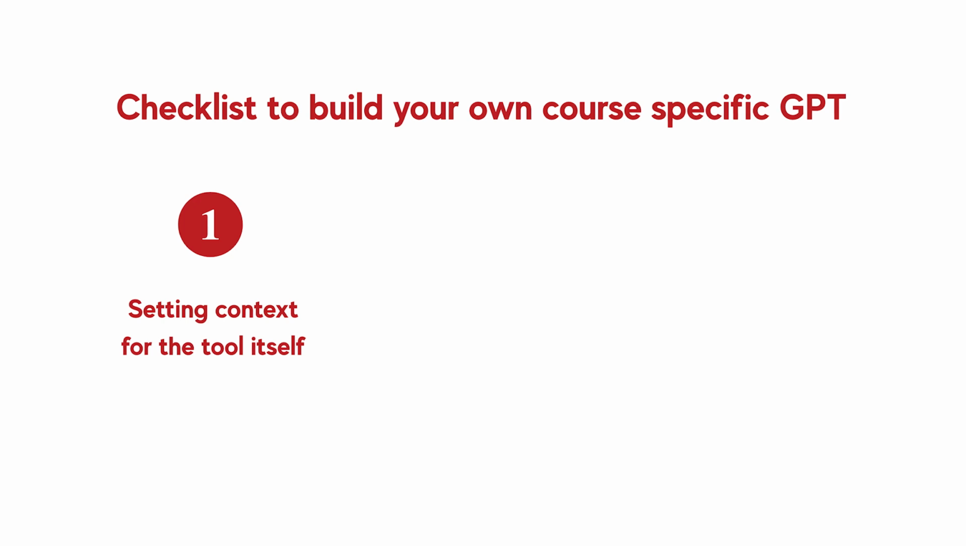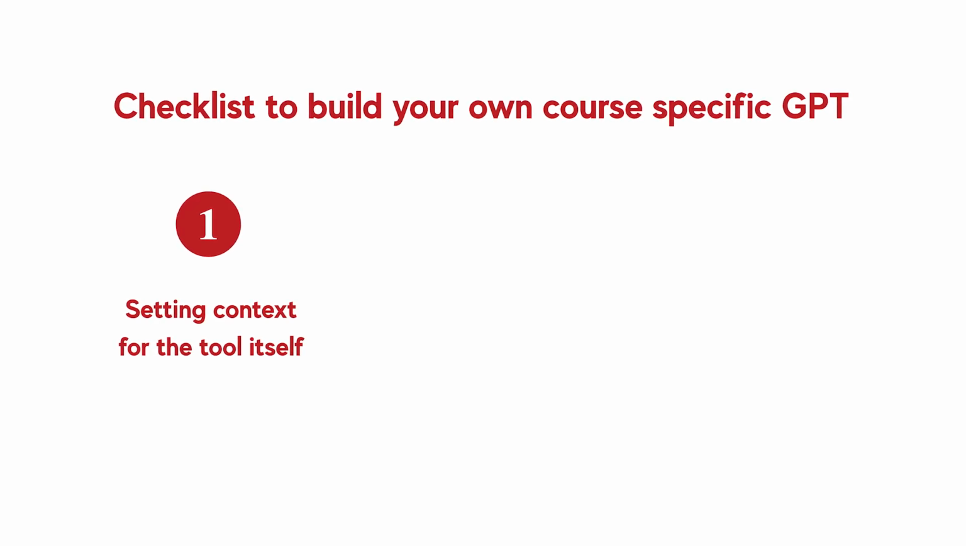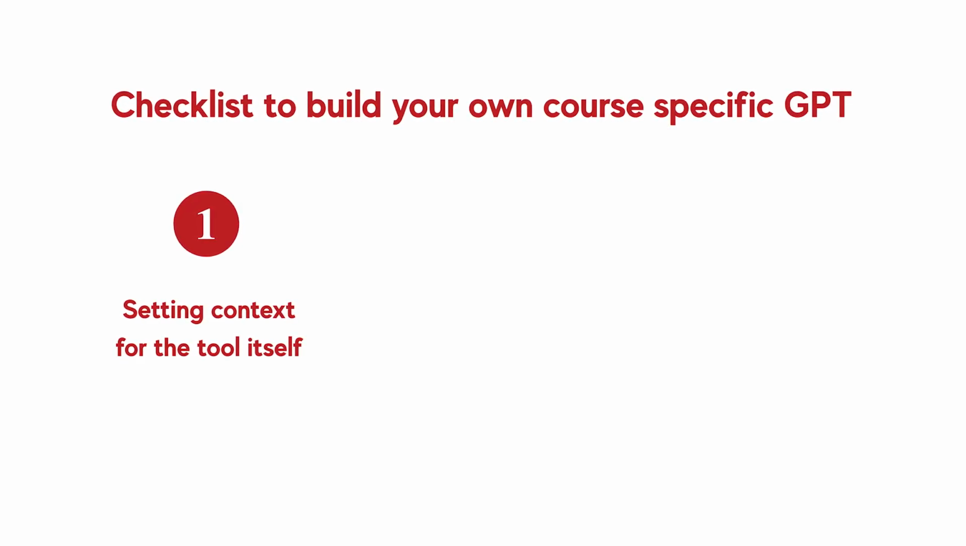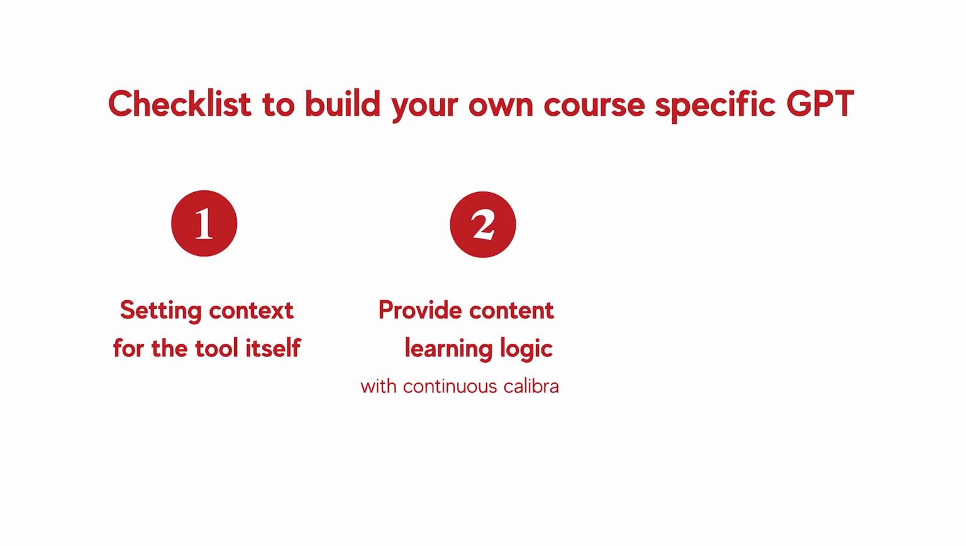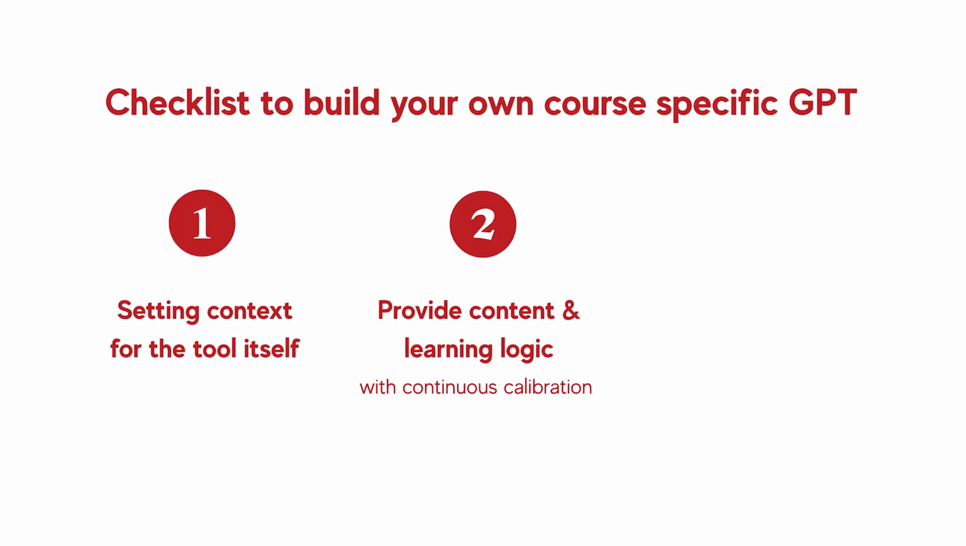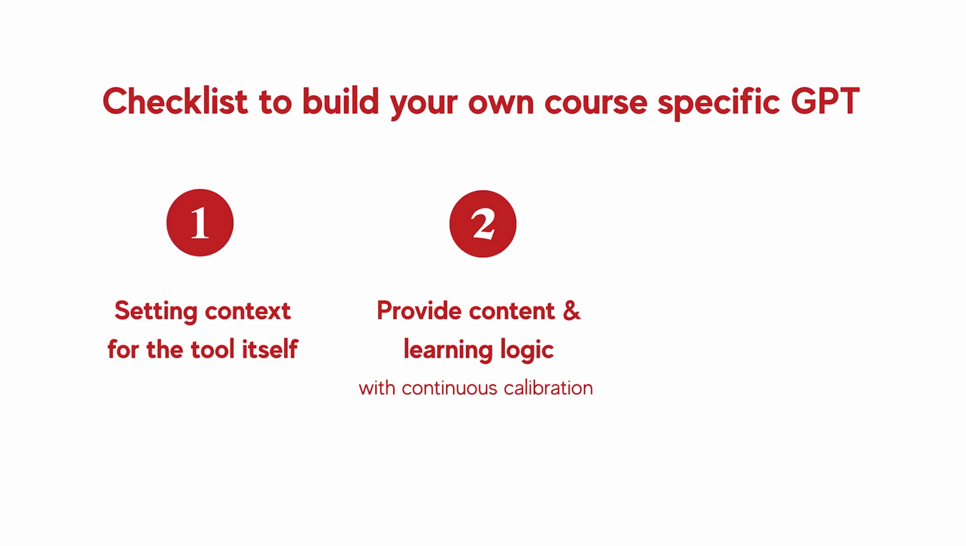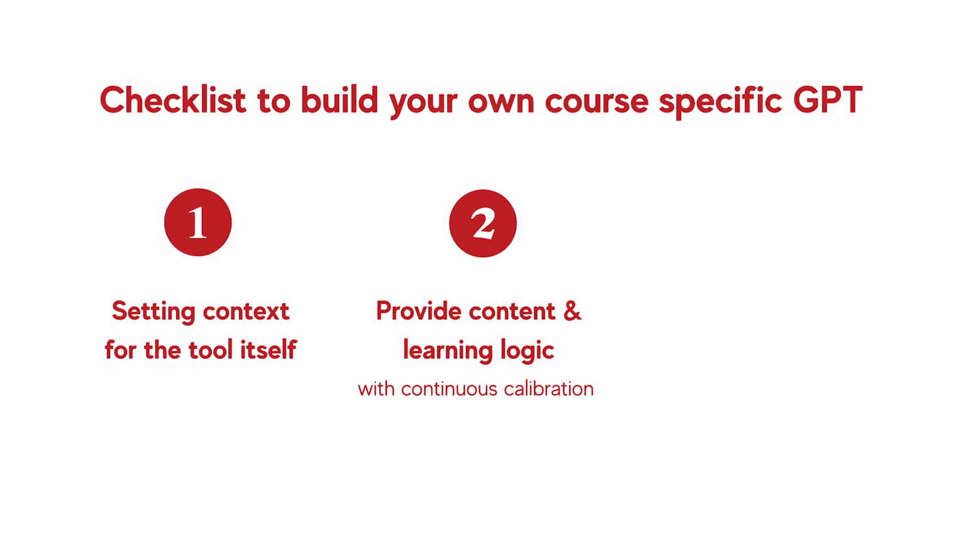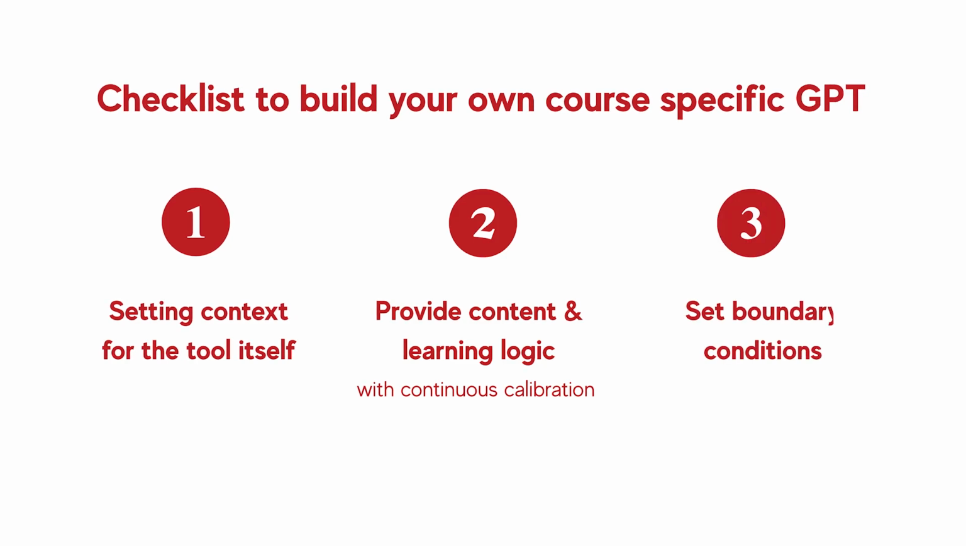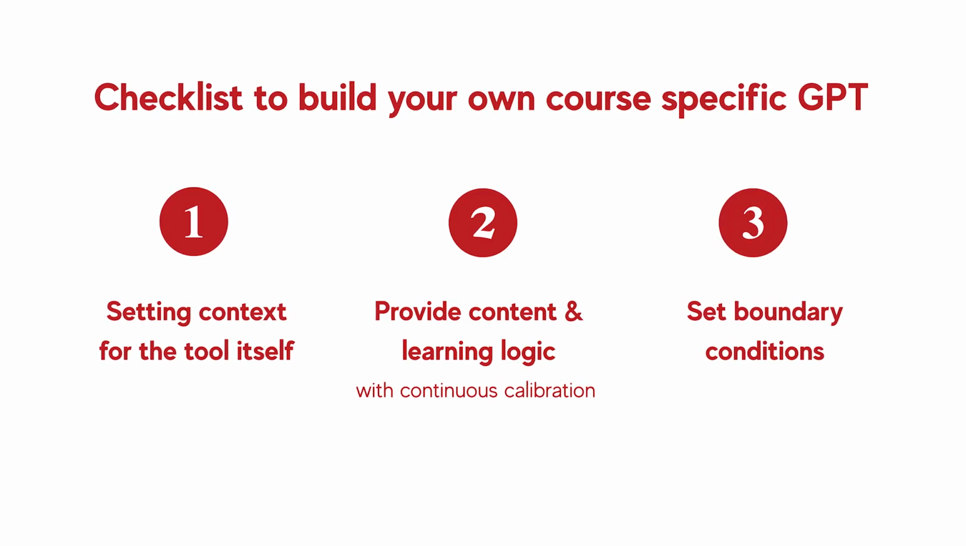So to summarize, this process involved training of the model with the following. 1. Setting context for the tool itself. What are the anticipated uses you want to address with the tool? 2. Providing content and context on how the model is supposed to read and analyze the content, and how students are supposed to learn from the content. And lastly, setting the boundary conditions for what to respond and how to respond. For this, you need to dive deep into thinking and make hypothetical questions and scenarios on how students may use the tool by giving a variety of prompts.